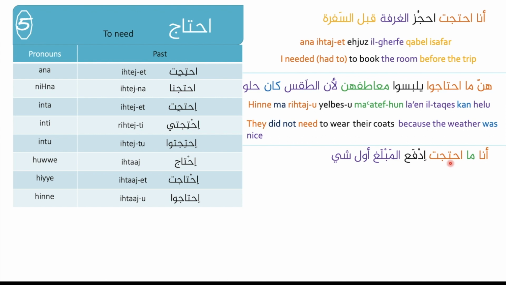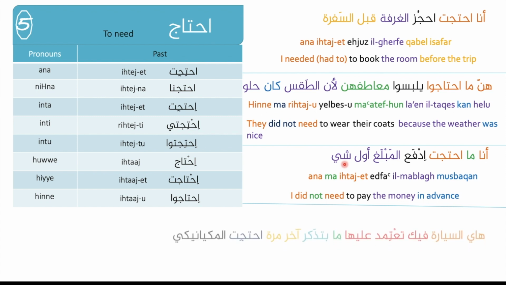Our third example. أنا ما احتجت ادفع المبلغ أول شي. I didn't need to pay the money in advance. So المبلغ means the sum of money. أول شي, first of all, firstly, or in advance in this instance.